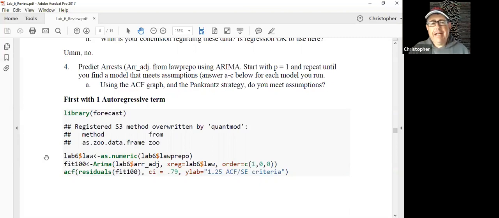You can see the format of this command is ARIMA, name of the dependent variable, comma, xreg, which tells it what the predictor variable is. In this example, it's just one predictor variable. At the end, I'll talk about how to implement multiple predictor variables. And then order C100, that's where we indicate the different terms. It's just that first number that we're going to be changing because that's the autoregressive piece.